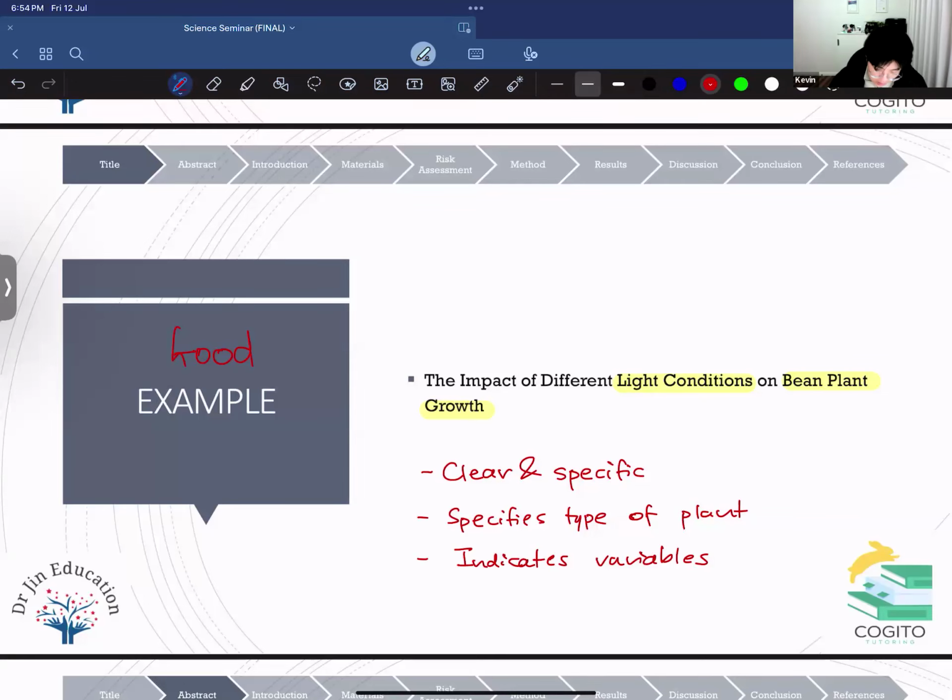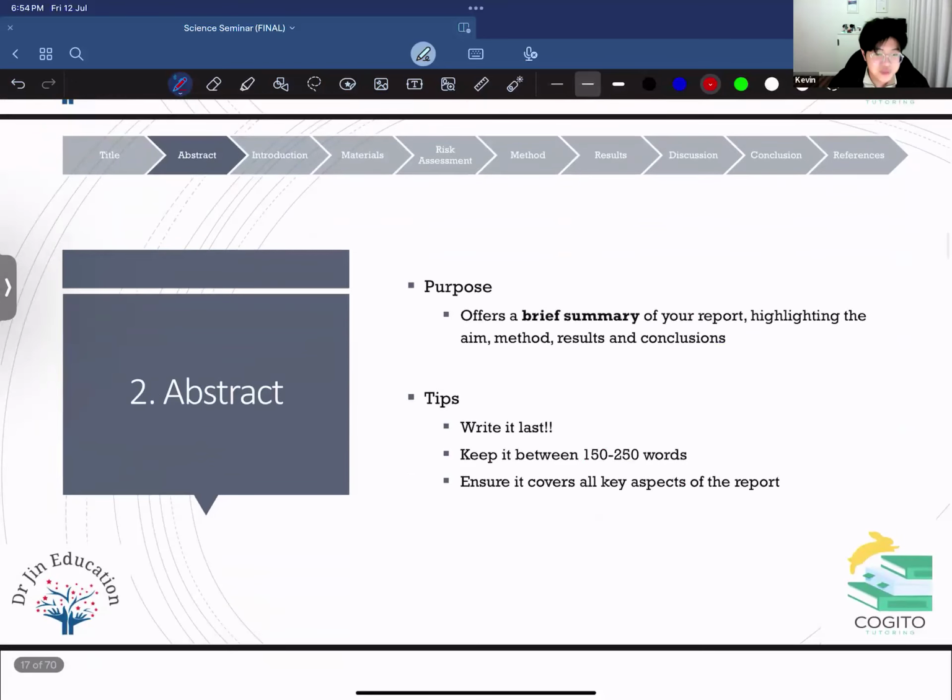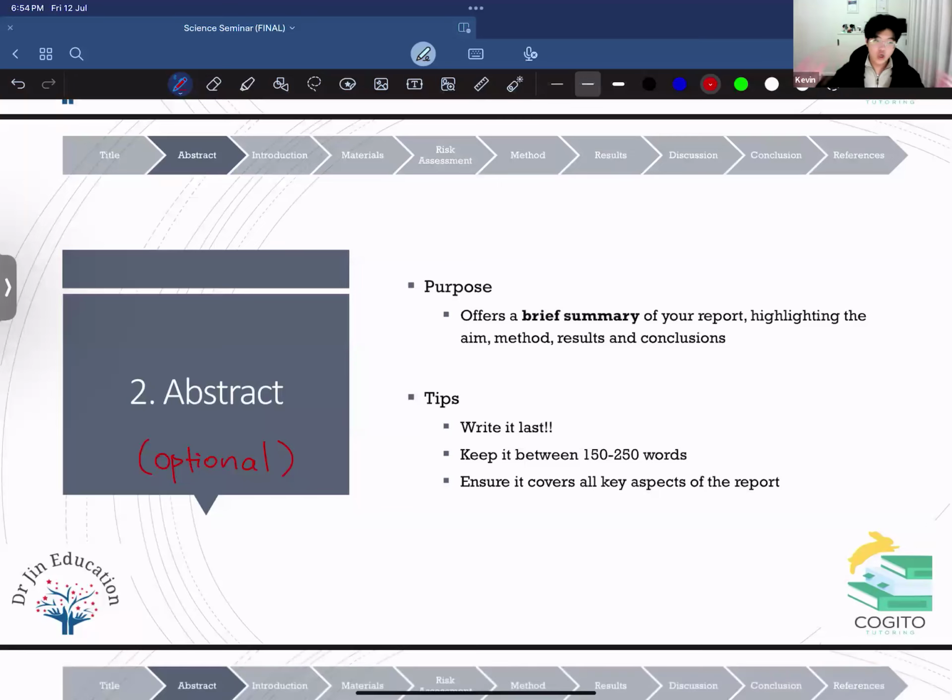Now, let's move on to this thing called the abstract. The abstract may actually be optional for high school students. In the real world, whenever we write a science report, we use an abstract. It's optional for you guys because you're a lot younger. Now, what's the purpose of the abstract? The purpose is to offer a brief summary of the report, highlighting the aim, the method, the results, and conclusions. You can see that's pretty much a lot of the things you're doing in your experiment. So the purpose of an abstract is to act as a brief summary.